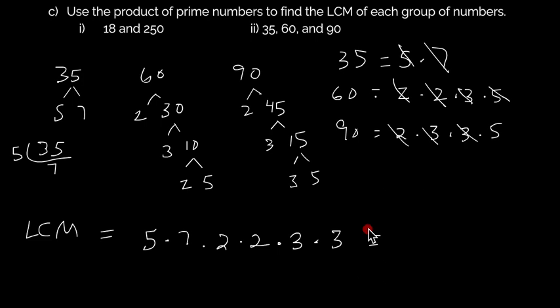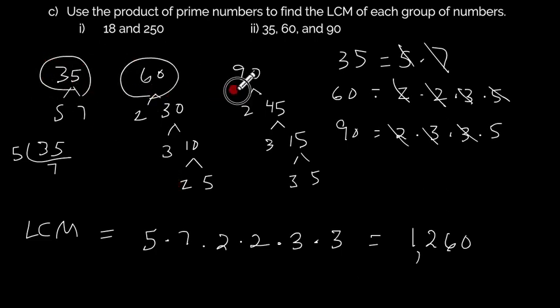And I did this ahead of time. So we get 1,260. And that is the number that all of these numbers will go into evenly. And it's the smallest number that they'll all go into.